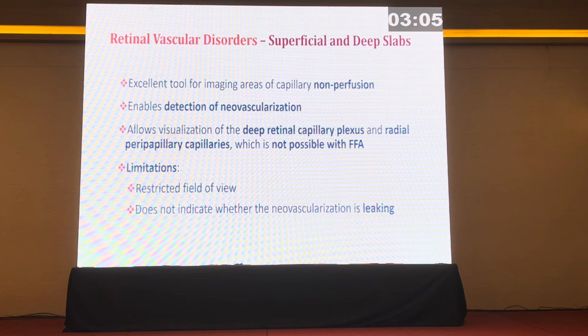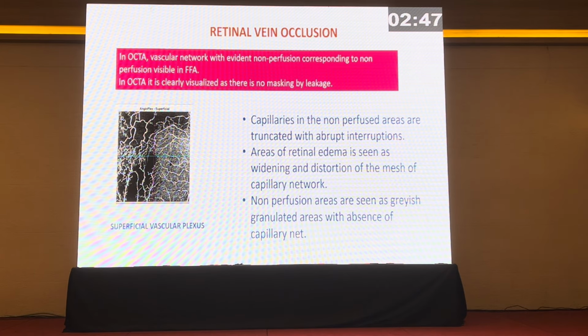Now, retinal vascular diseases like retinal vein and retinal artery occlusions, the superficial and the deep slabs give us a very, very good idea. So it enables the detection of neovascularization as well as ischemia. So the limitations are restricted field of view because you cannot go right to the periphery, and it does not indicate whether the neovascularization is leaking. So here it would be a retinal vein occlusion. You can see the picture which shows that the ischemia is significant, and edema can be seen when the vessels are broadly, the distortion of the mesh of vessels.